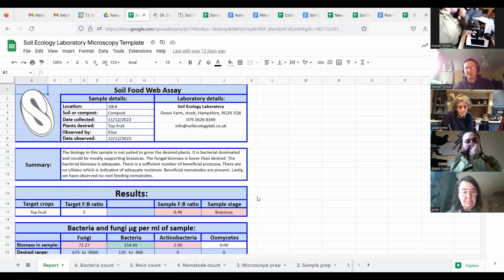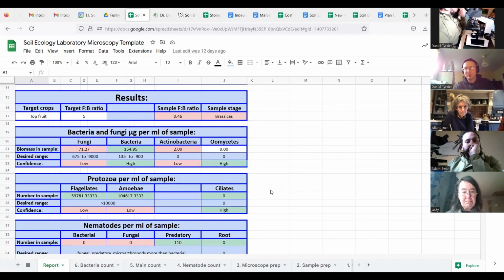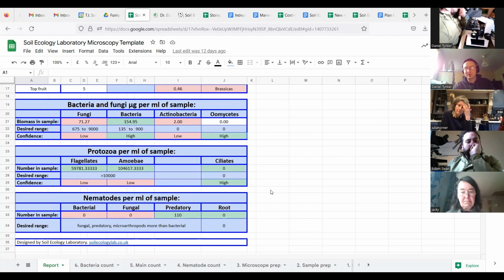So these tools allow you to have all of the information that you've been putting into the spreadsheet or the software that Dr. Ingham's school uses, and it spits out all of these details. What was the biomass of all of the organisms? What was the confidence in the numbers? What sort of desired range you want to have for any kind of group of plants that you're trying to grow? And then the same thing for protozoa, the same thing for nematodes.